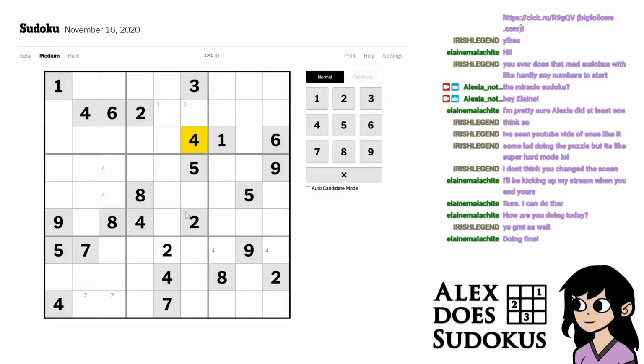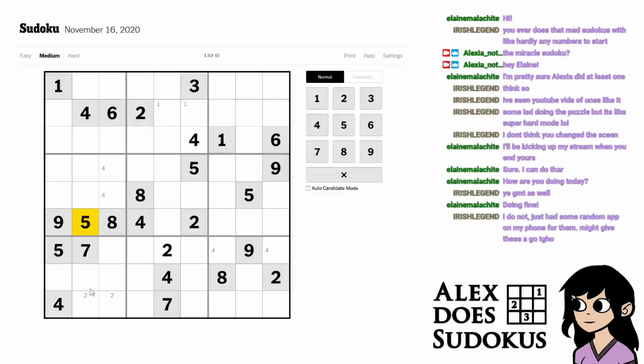And I've got a 4 unlocked over here because of these 2 4's taking up the columns and this 4 taking up the row. And that leaves me 3 possible 4's over there, so I'm going to leave it alone. And I think that's the 4's that I can pencil mark in, I can place a 5 here.